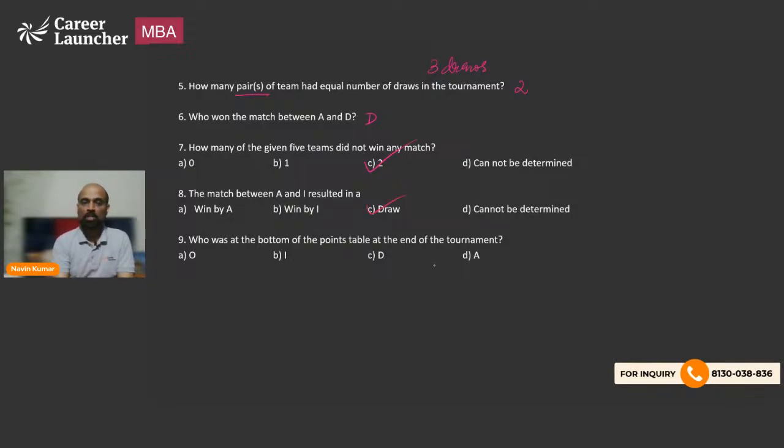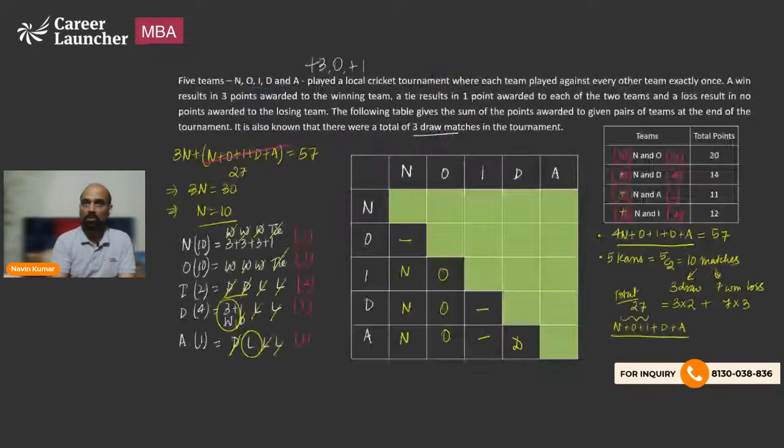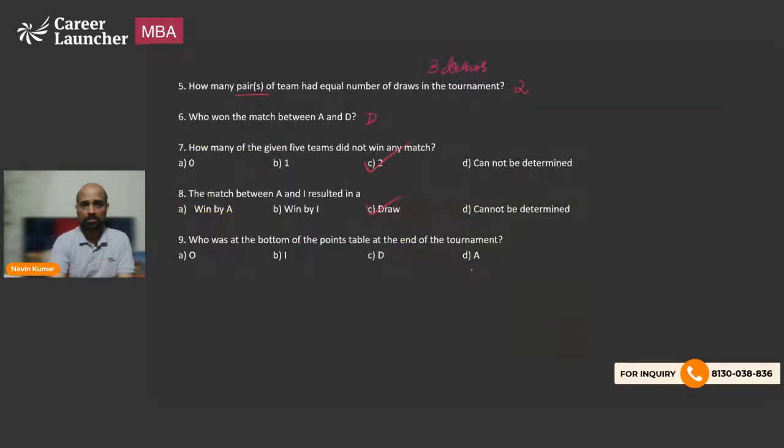Who was at the bottom of the points table at the end of the tournament? So who got the lowest points? A got 1 point. So it's going to be A.